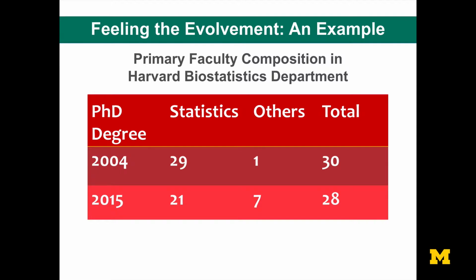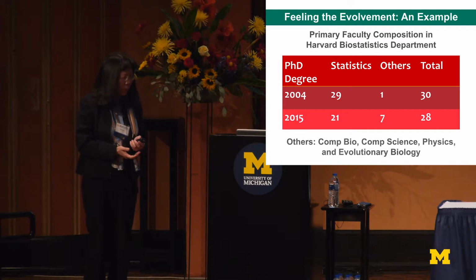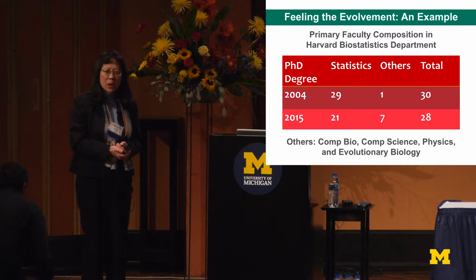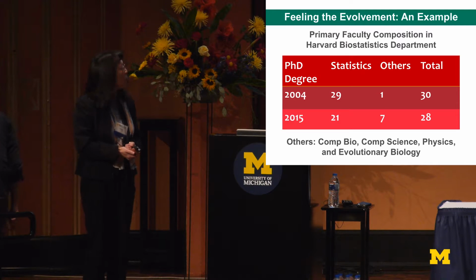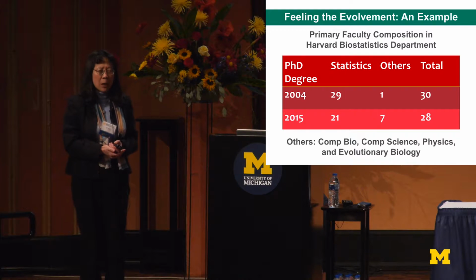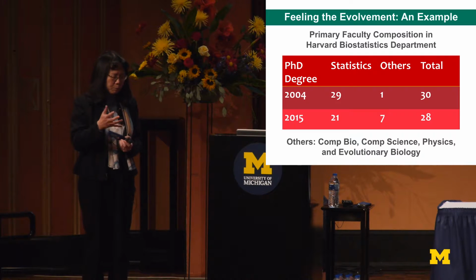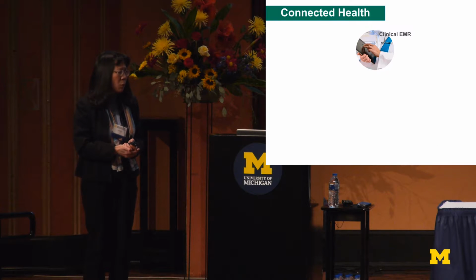To illustrate how the field has evolved, I just use my own department as an example. About 10 years ago, we had about 30 faculty, and almost everybody had a degree in statistics or biostatistics. Right now we have about 28 primary faculty, and about a quarter of them have degrees not in statistics but in computational biology, computer science, physics, or evolutionary biology. The reason is the need of the scientific field. We really need this interplay of different quantitative sciences to solve the big biomedical problems.